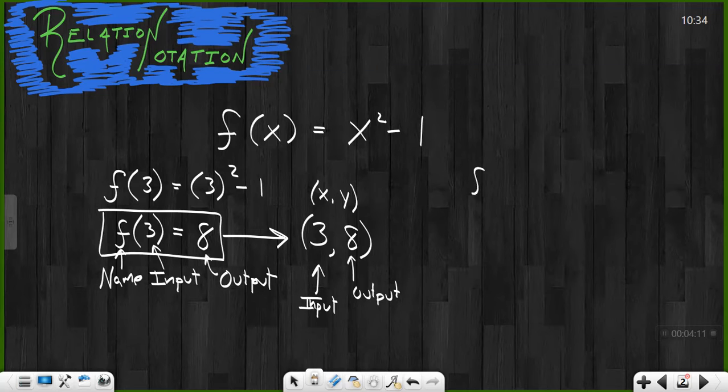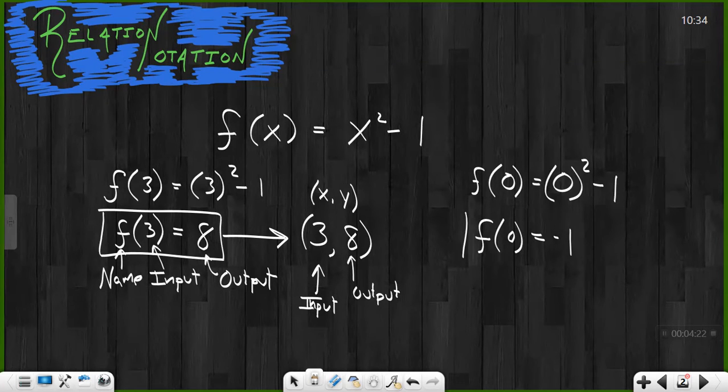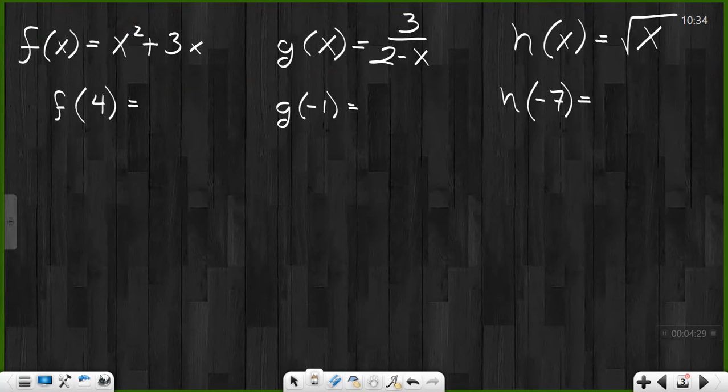Let's just do another one. What if I asked you to do f of 0? Well, then you'd plug 0 in for x, and I'd square it minus 1, and I'd find that f of 0 equals negative 1. Good. So that's the basic idea. It's just basic substitution and evaluation there. But why do we use different names?